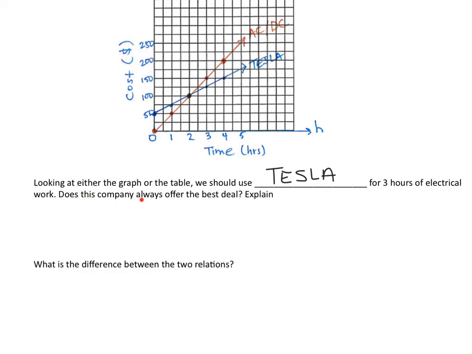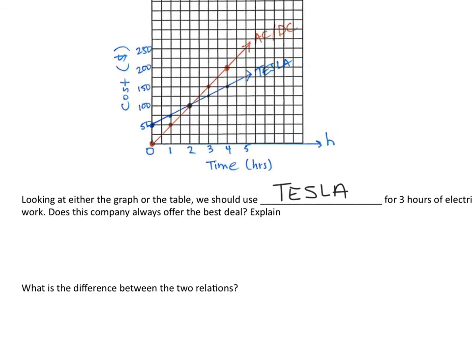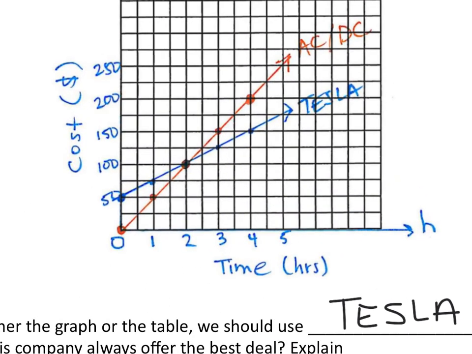So although we are going to go with the Tesla company for 3 hours of electrical work, we're also asked, does this company always offer the best deal? So let's go back to our graph and do a little bit of a comparison. What happens if I want to go above 3 hours of work? What if I need somebody for 4 hours of work? Well, if I look at my graph at 4 hours, the Tesla company is going to charge me $150, but the AC/DC company is going to charge me $200. So at 3 hours or above, the Tesla company seems like the better choice.